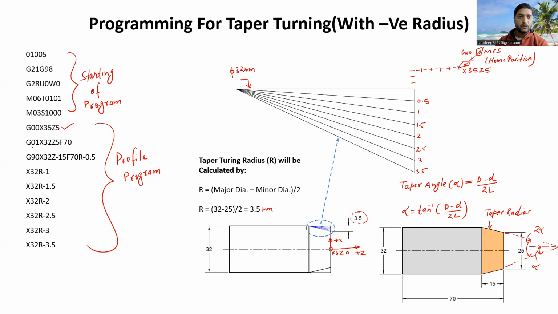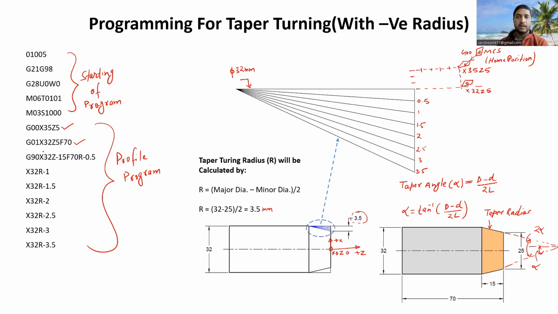After that, we are using the G01 code, that is the linear interpolation code, X32 Z5. So this is the X32 line. If we extend this line ahead, we are moving the cutting tool from X35 to X32, and Z we are keeping the same as Z5. So this is location X32 and Z5, and feed we are taking here as 70 mm per minute. I hope this is clear.